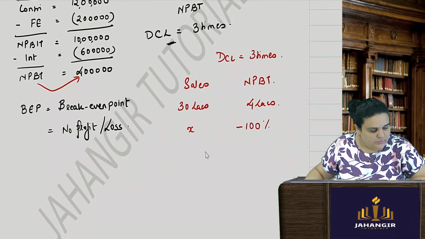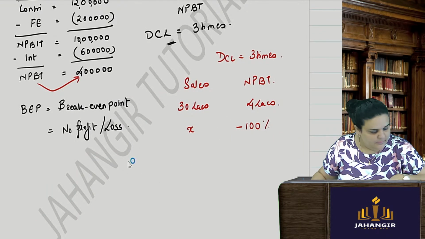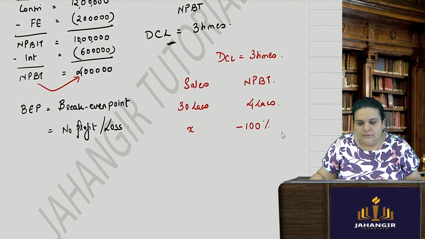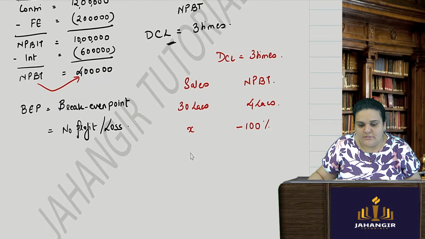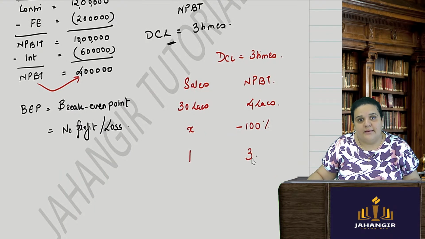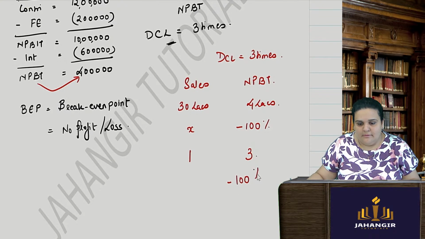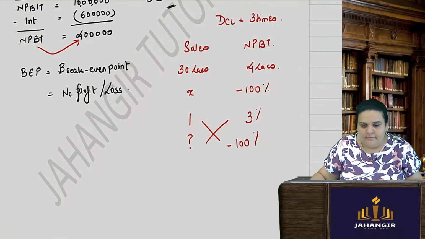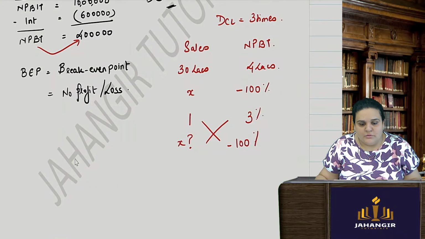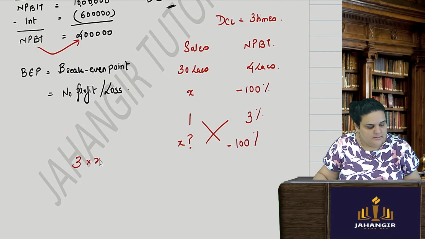Since I am using my combined leverage, if my sales is going to decrease by 1%, my NPBT is going to decrease by 3 times. But what if my NPBT is itself decreasing by 100%? Then how much is my sales going to decrease by? Same thing I have to apply. Okay, so this is X. So 3 into X is equal to 100.